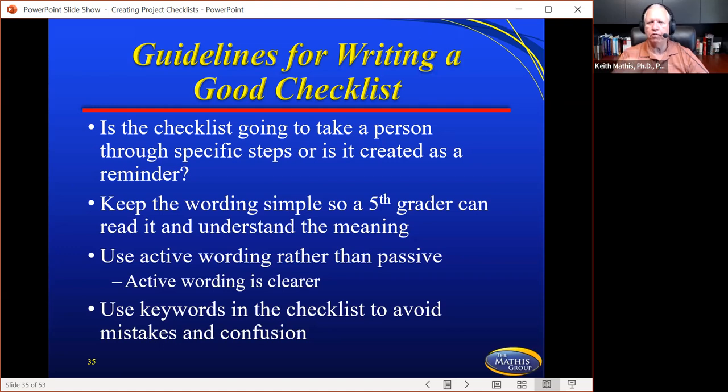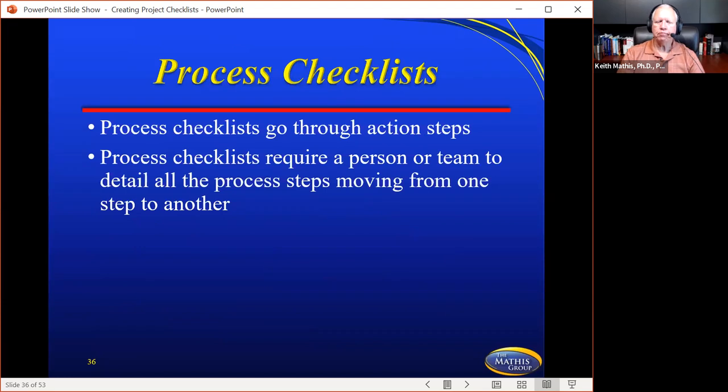Construction has some keywords that are a little different than IT, and that's okay. Not anything wrong with that. Now, maybe you are using a process checklist and they go through specific actions. They require a person or team to detail all the process steps moving from one step to another for a particular output. And so that can't be deviated against. And this is where best practice is going to help in a tremendous way.